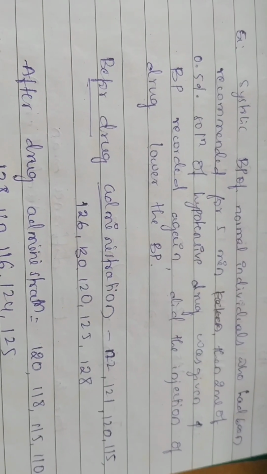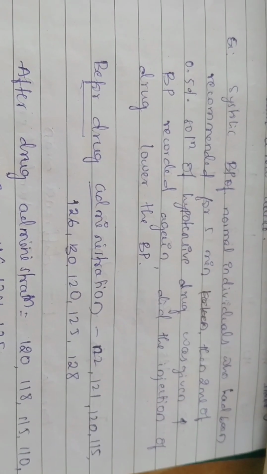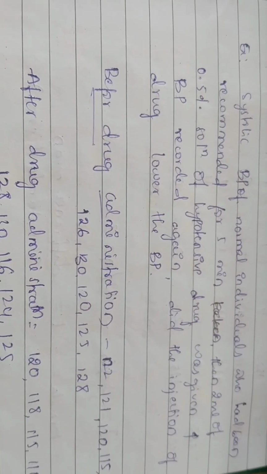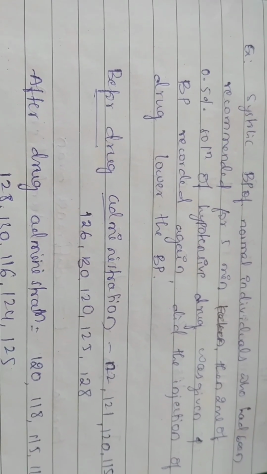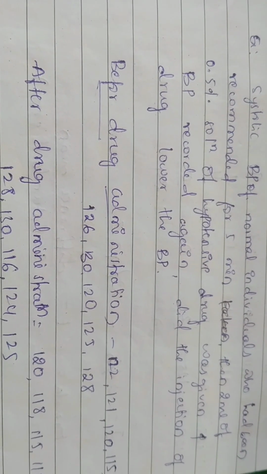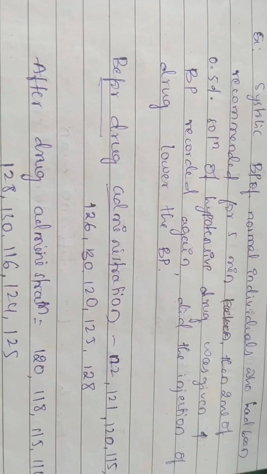We'll discuss an example for paired t-test. So here we go with an example. The systolic BP of normal individuals who had been rested for 5 minutes was recorded, then 2 ml of 0.5% solution of a hypotensive drug was given and BP recorded again. So did the injection of the drug lower the BP?